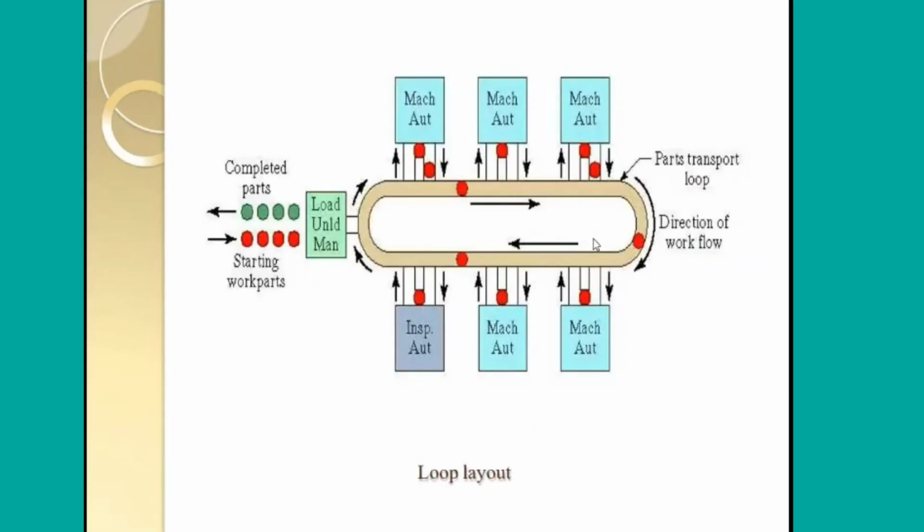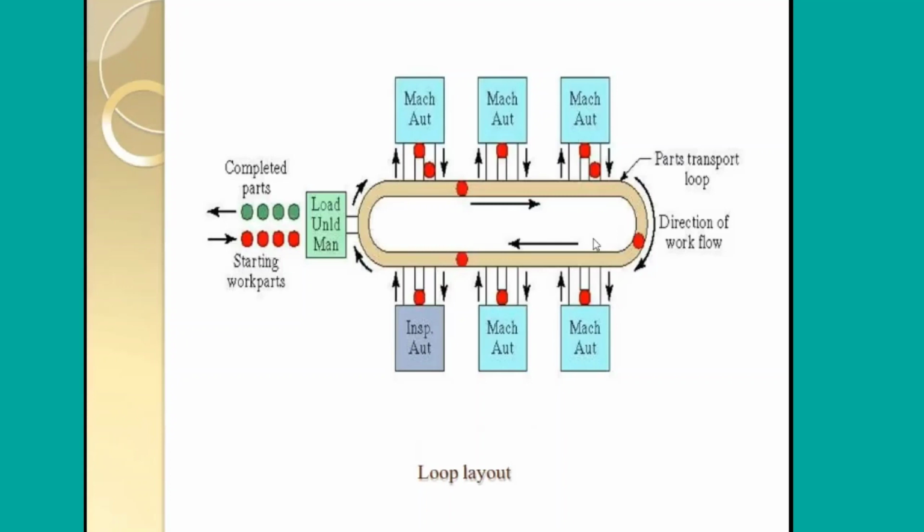The benefit of this is a sequential operation is done. And the second one is loop layout. Here the workstations are arranged in a loop. The work part usually moves from one workstation to another workstation in one direction around the loop, with the capability to stop at any station. The secondary handling system at each workstation allows the work part to move around the loop without any obstruction.